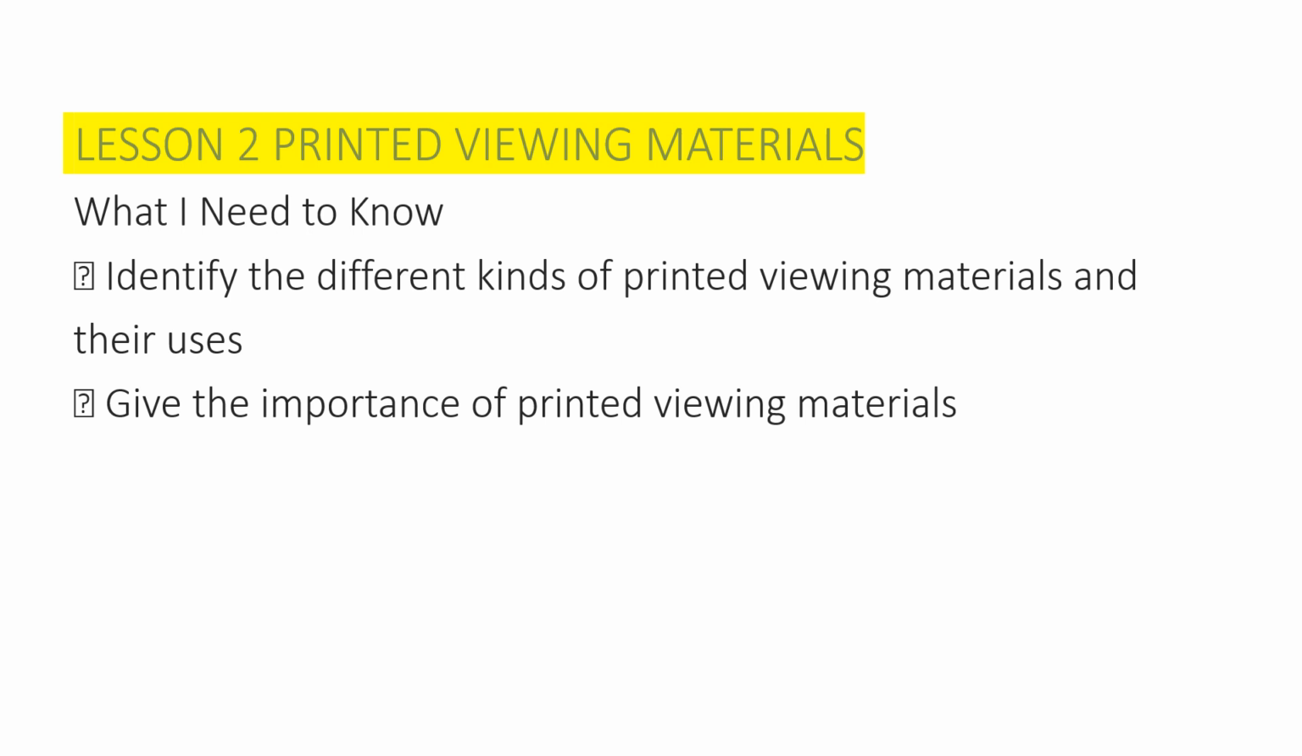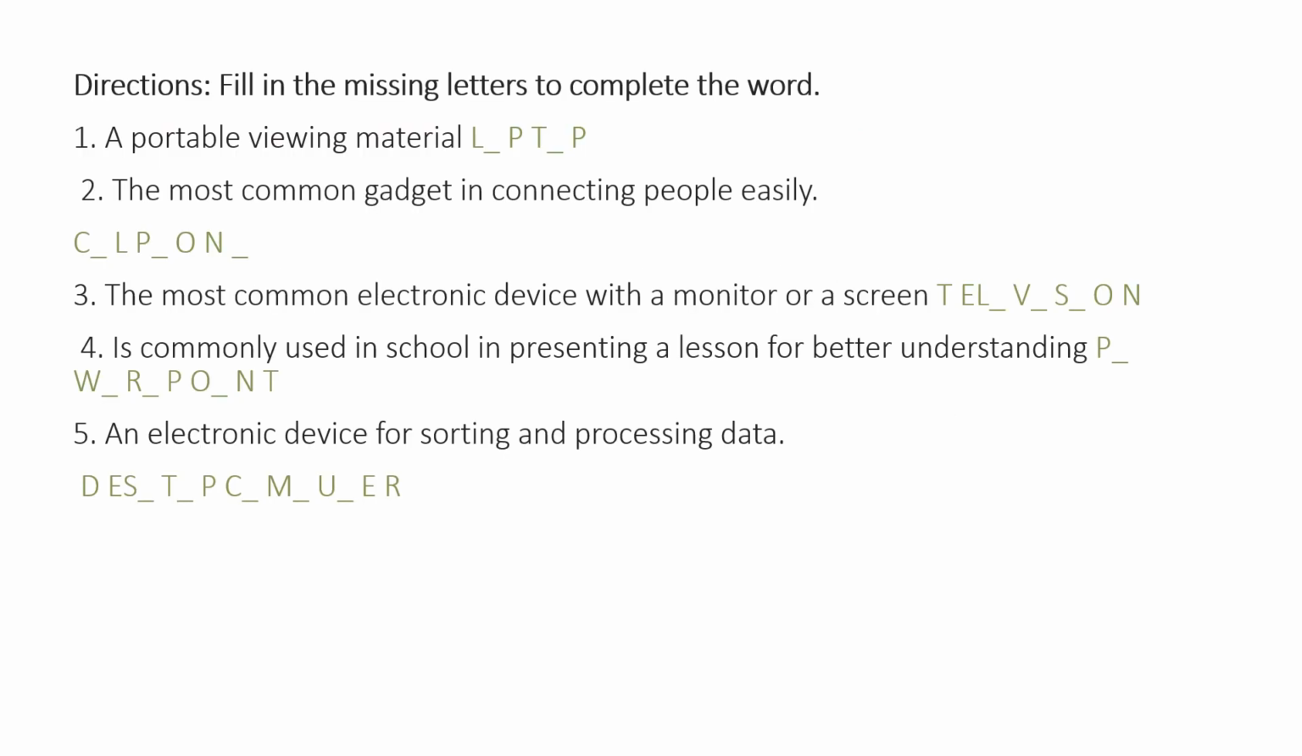Now let's move on to lesson 2, which is the printed viewing materials. Now, what you need to know is that you have to identify the different kinds of printed viewing materials and their uses at the end of our lesson. Next is you have to give the importance of printed viewing materials. Now, directions before we move on to the lesson 2 main course. Let us fill in the missing letters to complete the word.